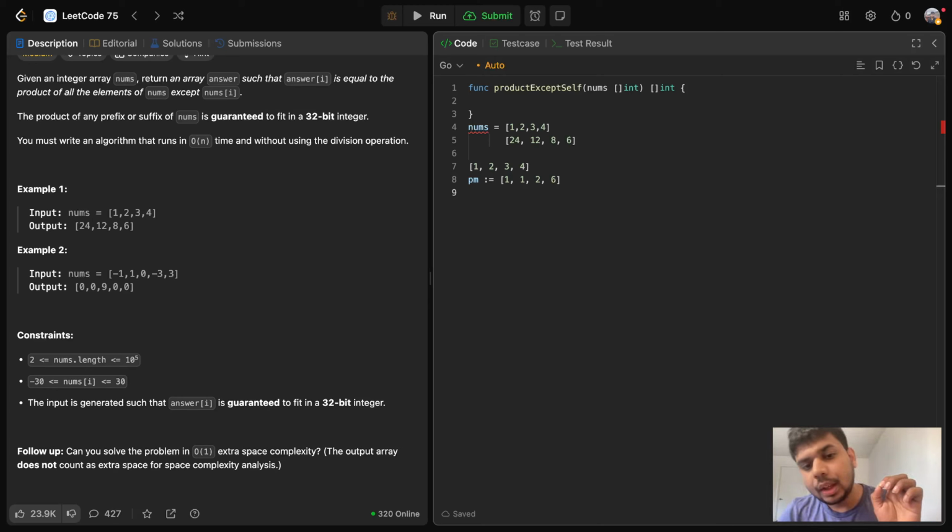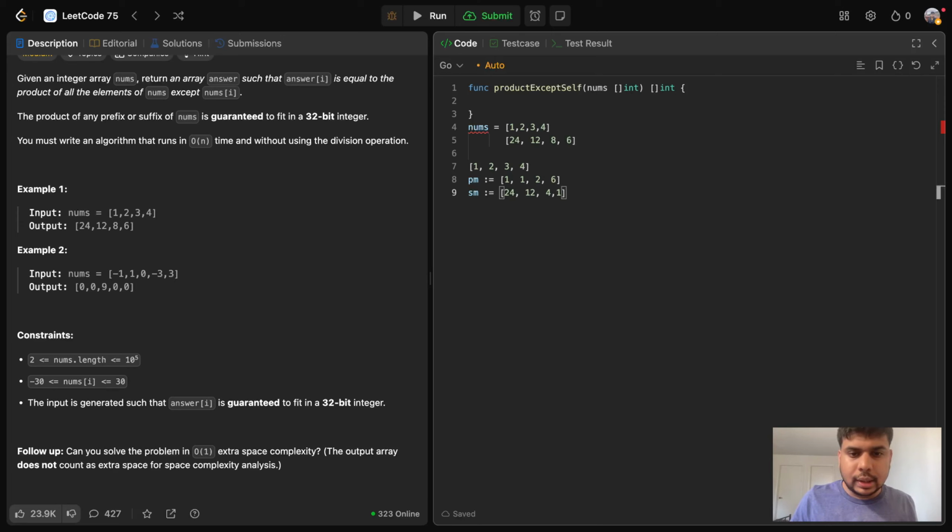Similarly, you can also calculate the suffix multiple. Right, so how do we calculate that? For 4, let's consider it as 1. We are coming from right to left here. For 3, it is 4. For 2, it is 3 fours are 12. And for 1, it is 2 threes are 6, 6 fours are 24.